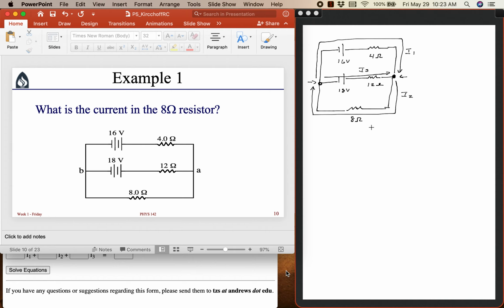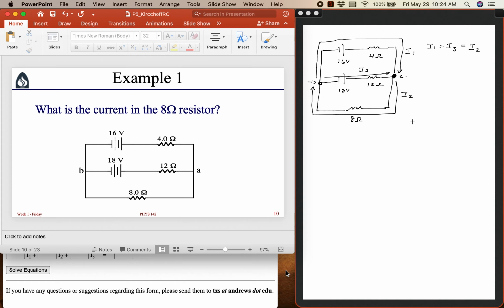So then the next step is to apply the junction rule. So I need to pick a junction and sum the currents going in, set it equal to the sum of the currents going out. So I guess I'll pick this junction here. I would pick one of the two. I'll pick this one. And I have 2 currents going in, I1 and I3. So I add them together, and the sum of the currents going in is equal to the current going out, which is I2. So now I've applied the junction rule.